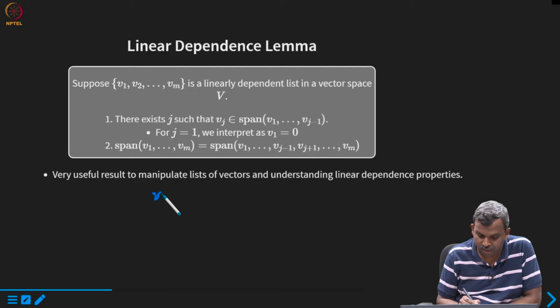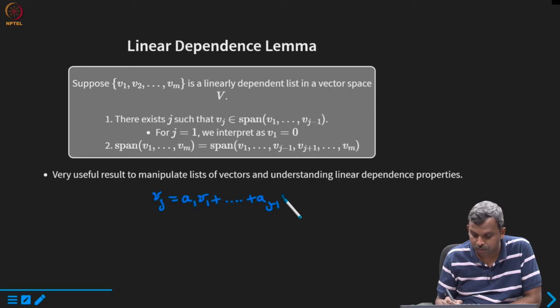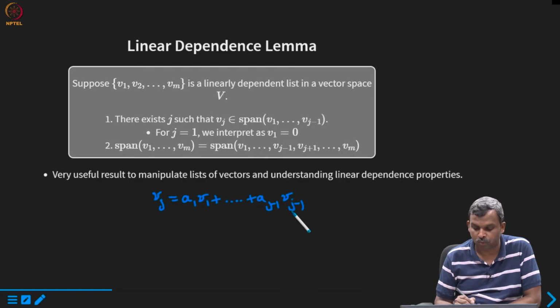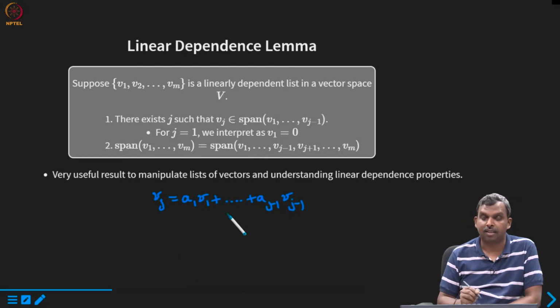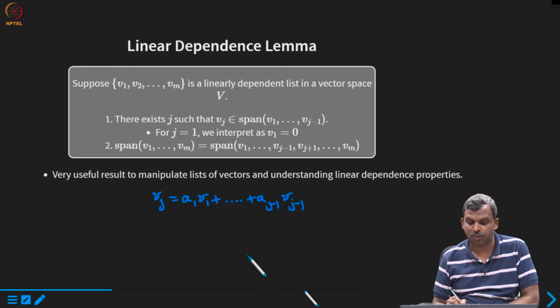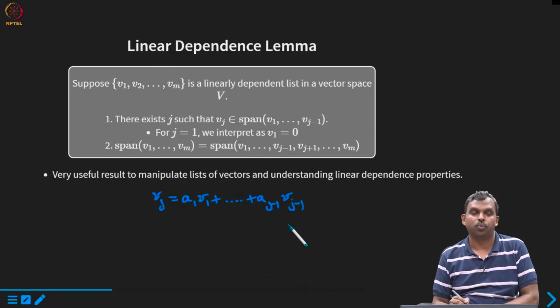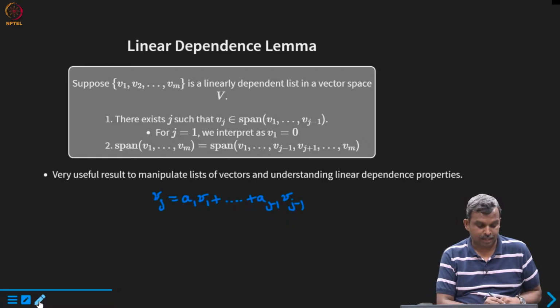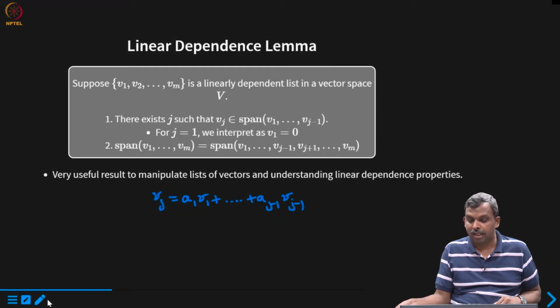So vj equals, for that particular j, vj is some a1 v1 plus so on till aj minus 1 vj minus 1. Okay, so there exist a1, a2 to aj minus 1 such that this is true. So that's the linear dependence lemma.